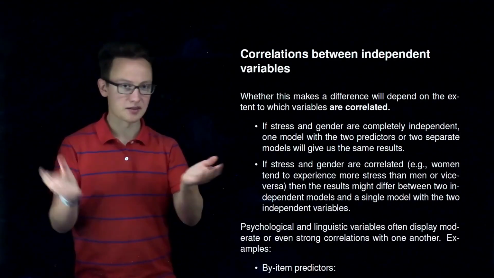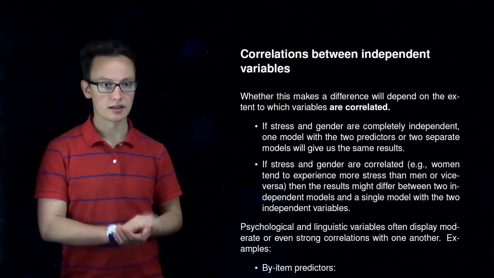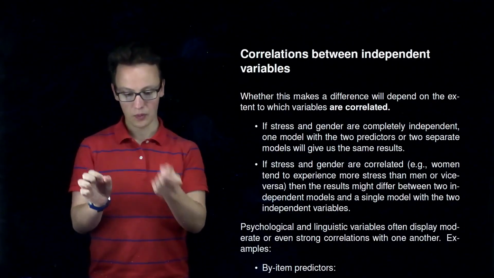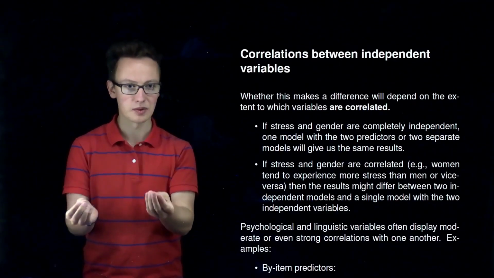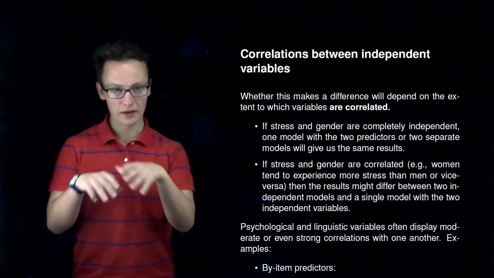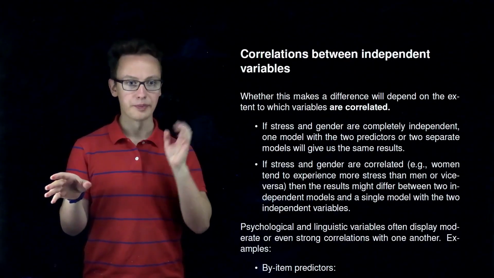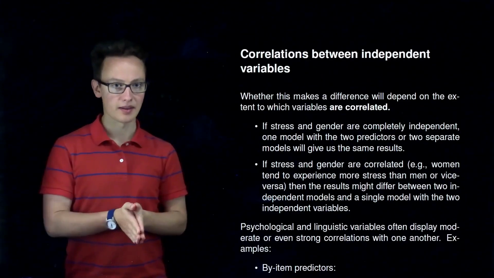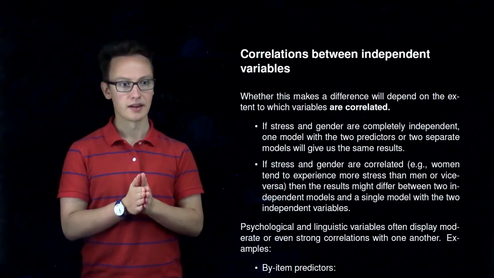So let's say, I mean, this is not necessarily true, but let's say for the sake of the argument that women tend to experience more stress than men, on average. In that case, we would have one predictor gender, men versus women, and the other predictor stress, and there would be a correlation between them. And in that case, the results of fitting one multiple linear regression to predict psychological symptoms would be different from fitting two separate models. The reason lies precisely in the fact that our predictors would be moderately correlated, let's say.